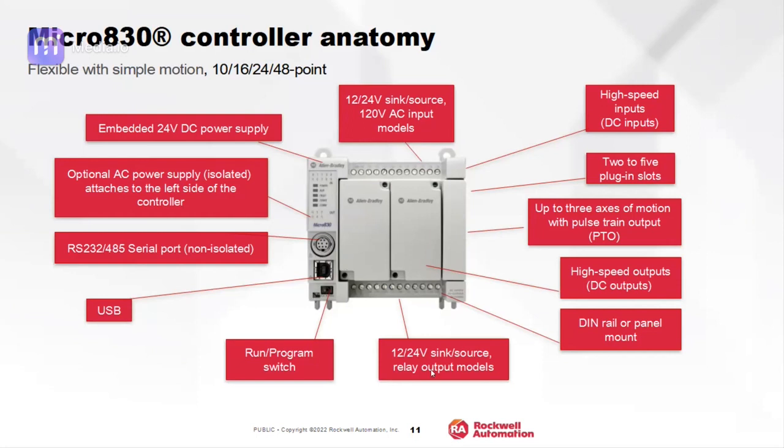That's how we can control program modification. It supports 110 volt, 24 volt and 12 volt. It is available in different base modules: 10 IOs, 16 IOs, 24 IOs, and 48 IOs. It comes with high speed inputs, and the number of high speed inputs varies based on the base module. It supports a minimum of 2 and up to 5 plug-in slots. The 16 or 10 input module can support 2 top plug-ins. On the top side, we can add IOs.